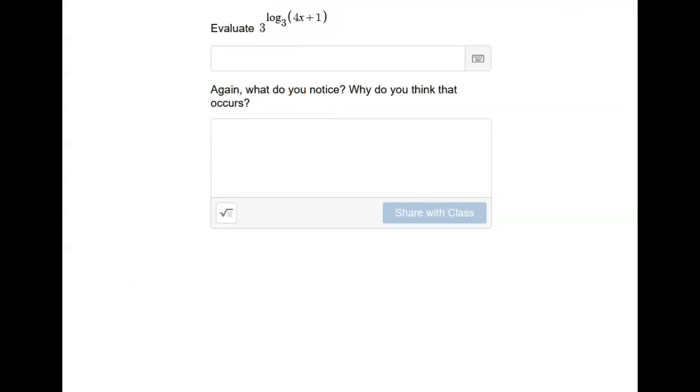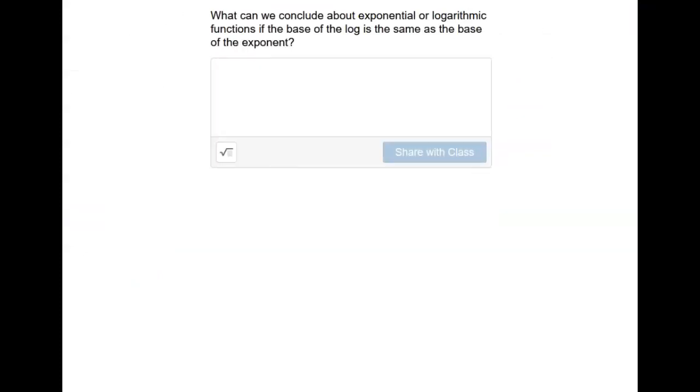So what can we conclude about exponential or logarithmic functions? If the base of the log is the same as the base of the exponent, they're going to cancel each other out. Okay, so this is where we get this property from, the inverse property of logarithmic and exponent functions. So if you have log base b of b to the power of x, because this is a log with base b and this is an exponent with base b, these are going to cancel each other out. And so all you're left with is x.